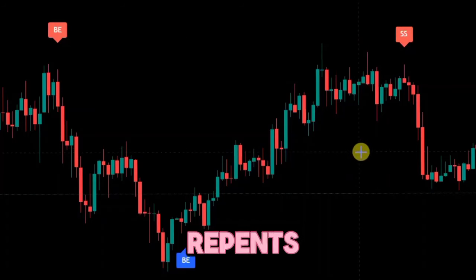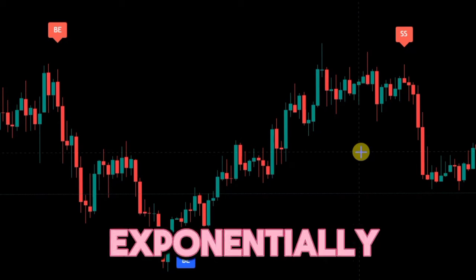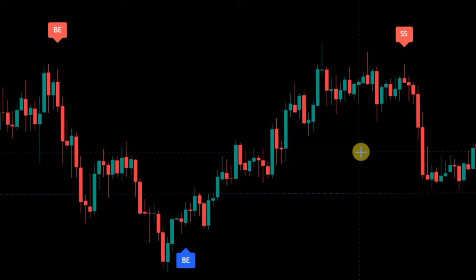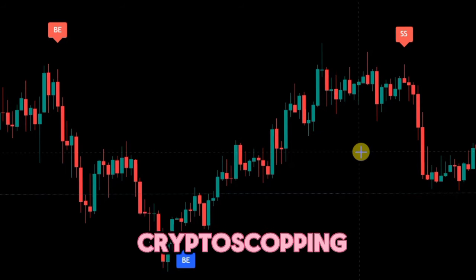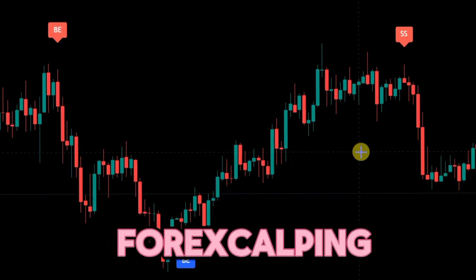This is a non-repaint indicator, and in this video I'll be showing you the exact strategy to follow in order to increase your win rate exponentially. I'll be showing you the exact settings to follow, every rule and regulation you need to follow in order to increase your win rate while scalping with this TradingView indicator.